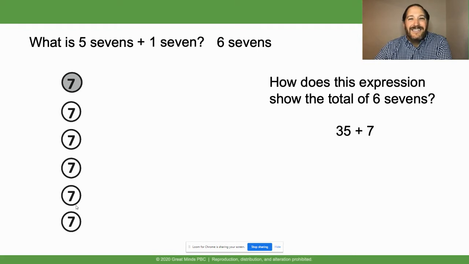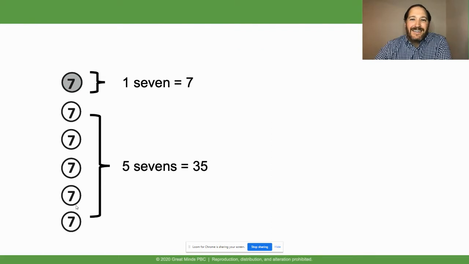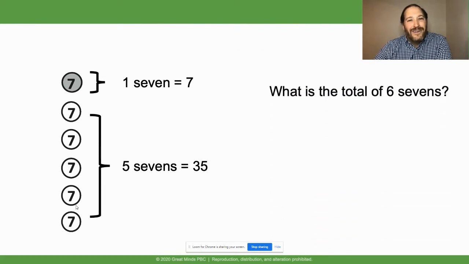Your thinking may have sounded like this. Well, I knew that 5 7s was equal to 35, and 1 more 7 is equal to 7. So 35 plus 7 must be the same total as 6 7s. You may also have noticed that this is the break apart and distribute strategy that we've learned before. What is the total of 6 7s?